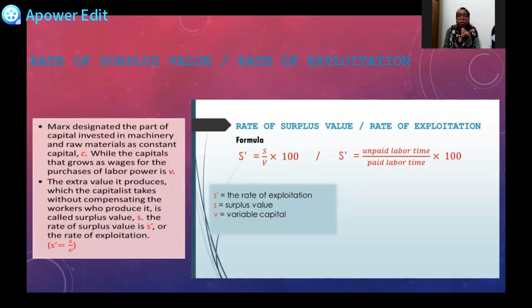Next, I will explain about rate of surplus value, or rate of exploitation. Marx designated the part of capital invested in machinery and raw materials as constant capital, which is C, while the capital that is paid as wages for the purchase of labor power is V. The extra value it produces, which the capitalist takes without compensating the workers who produce it, is called surplus value, which is S. The rate of surplus value is S prime, or we can call that the rate of exploitation. The formula is S prime equals S over V times 100. S prime equals unpaid labor time over paid labor time times 100.